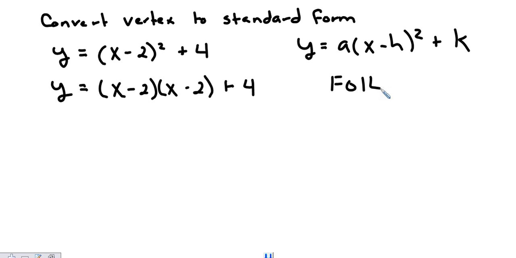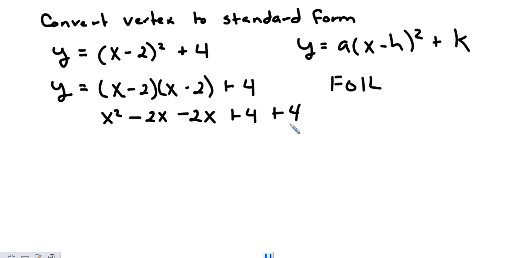First, outer, inner, last. So if we multiply here, x times x gives us x squared, x times negative 2 is minus 2x, minus 2 times x is minus 2x, minus 2 times minus 2 is plus 4. And remember, we've still got this plus 4 that was originally on the end of the function. So don't forget to add it to the end. So we have another plus 4.